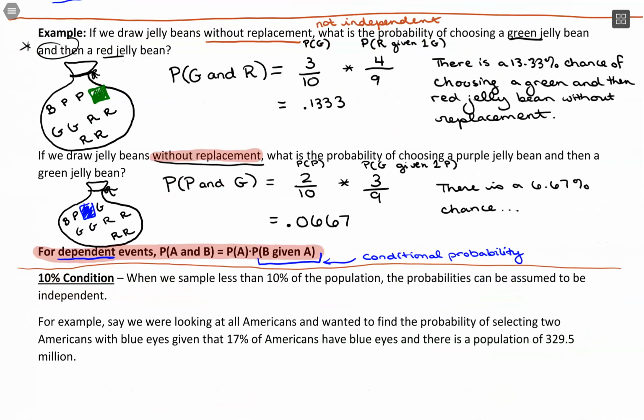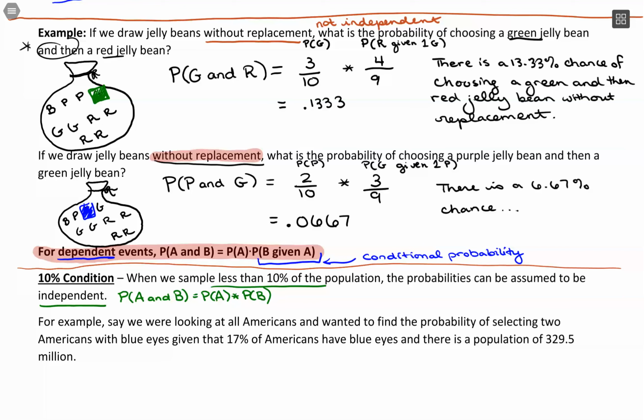So we'll look at an example with this. But the idea is if we sample less than 10% of the population, we can assume we have independence. So then we could just use that rule where we can multiply the probabilities without having to think about conditions and how it's changing step by step.